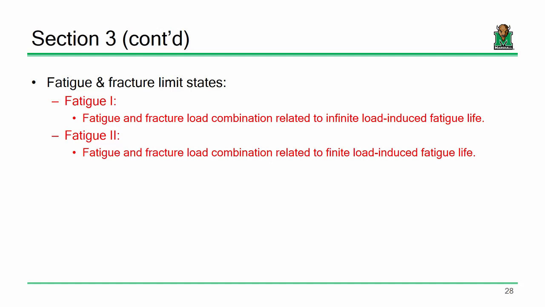There is a point when I don't care how many cycles of load you put on it, there's a certain threshold stress that we say you can put 2 million cycles or 200 million cycles. It's still not going to be any more than 12 KSI, okay? And that's the difference between what we call infinite life and finite life. So infinite life is we use a constant threshold stress and we say, all right, that's the maximum stress that section can see regardless of how many cycles of load there is.